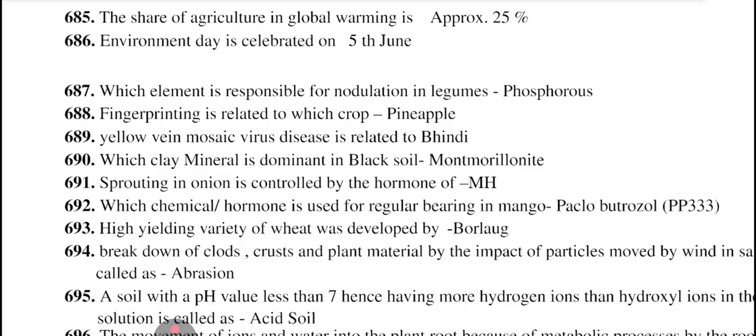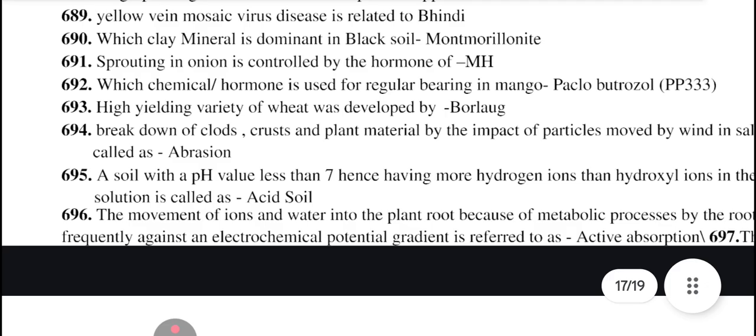Fingerprinting is related to pineapple. Yellow vein mosaic virus is related to bhindi. Clay mineral dominant in black soil is montmorillonite. Sprouting in onion is controlled by maleic hydrazide. Chemical or hormone used for regular bearing in mango is paclobutrazole. High yielding variety of wheat developed by Borlaug.